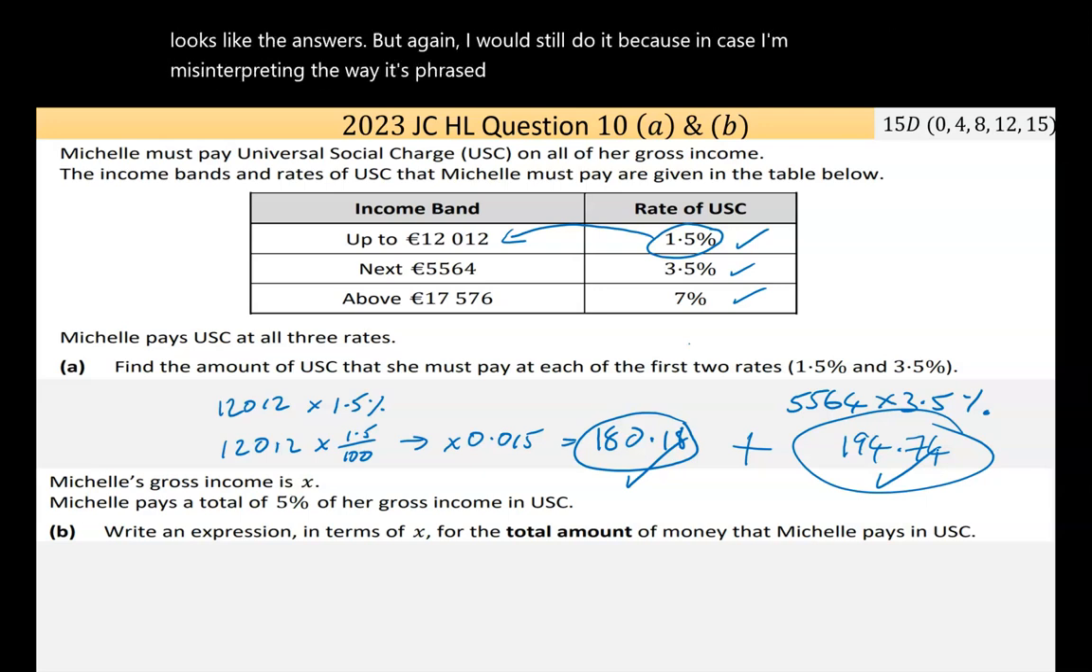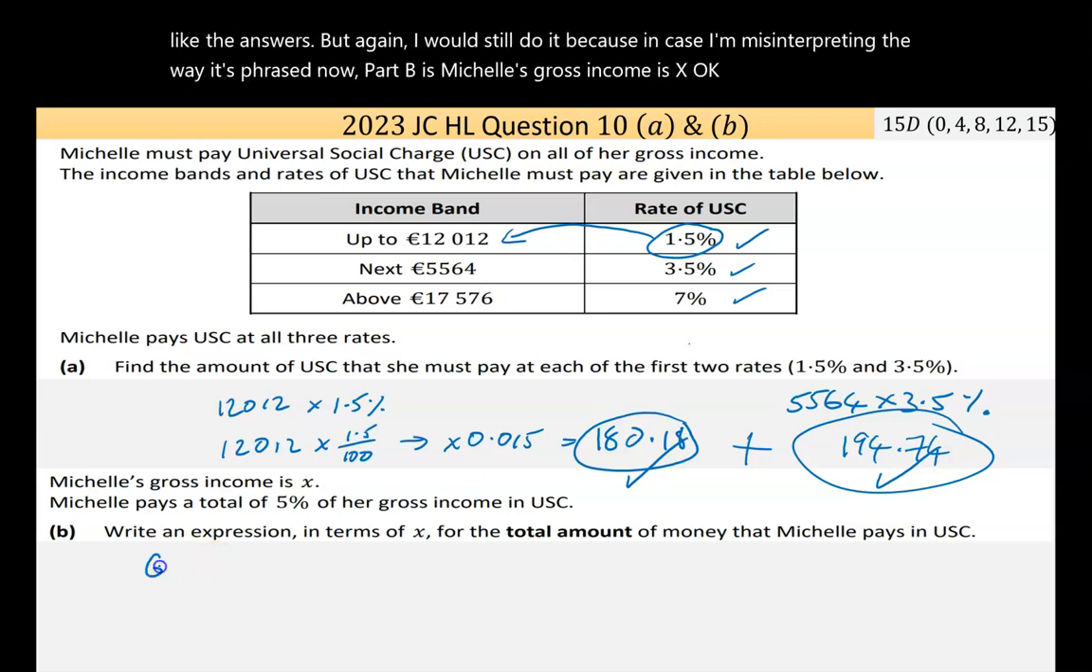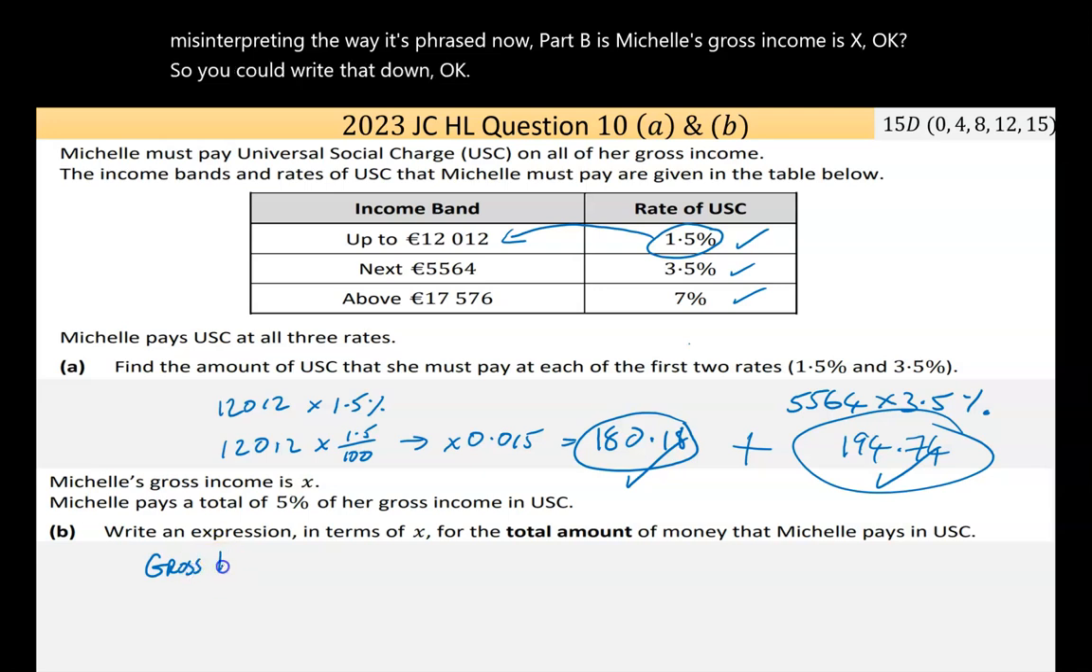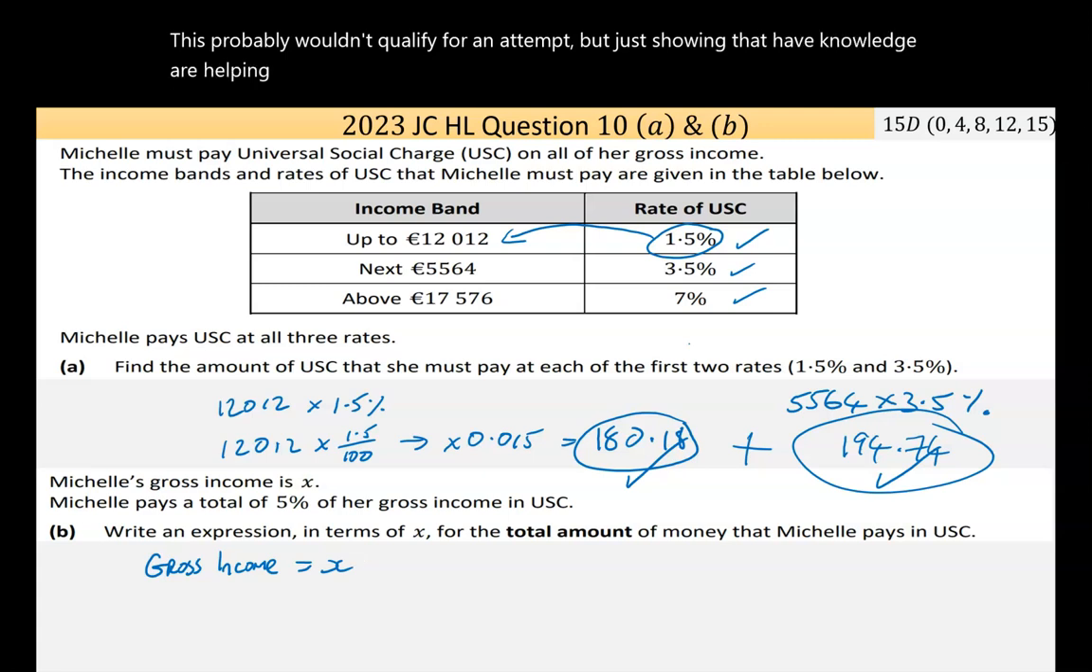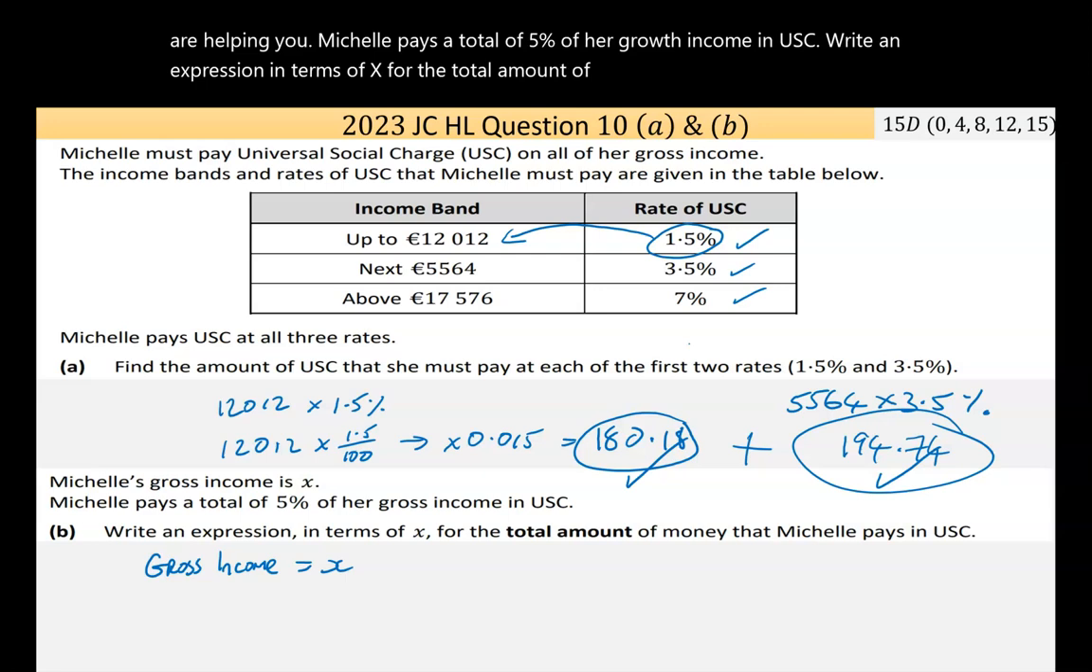Now, part B is Michelle's gross income is X. Okay, so you could write that down. Okay, this probably wouldn't qualify for an attempt, but just showing that you have knowledge or helping you. Michelle pays a total of 5% of her gross income in USC. Write an expression in terms of X for the total amount of money that Michelle pays in USC. Okay, do we know her gross income?